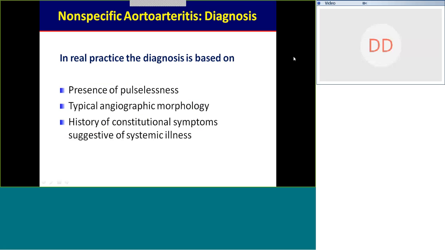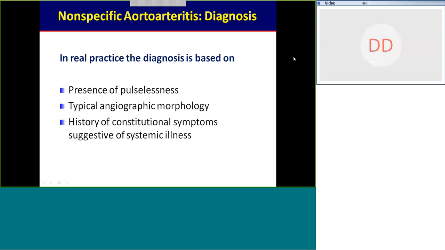And if you happen to pick up a patient in the acute phase, which is not very common, then there may be a history of constitutional symptoms like fever, joint pains, sometimes skin rashes, lethargy, fatigue, and so on, for which obviously you don't have a cause. At that time, all the pulses may be palpable, and therefore the diagnosis may actually be missed.